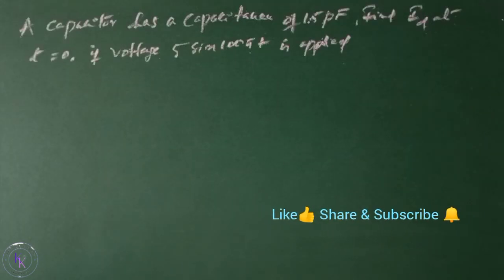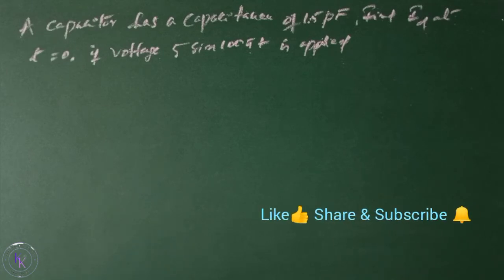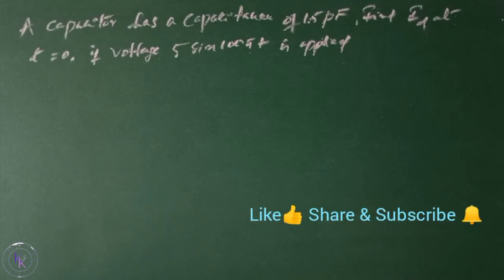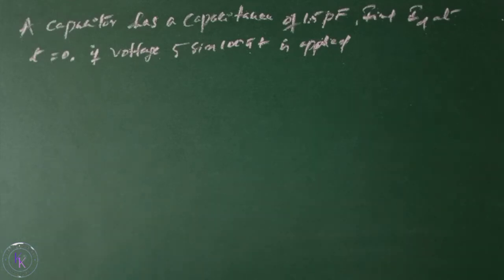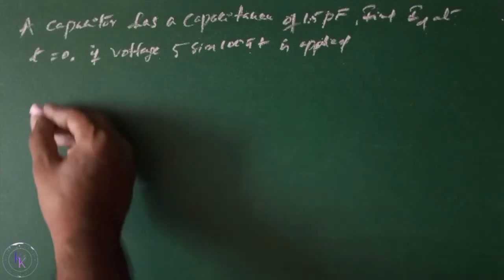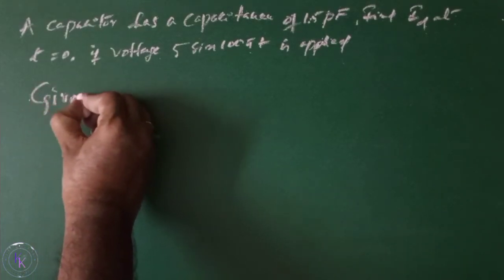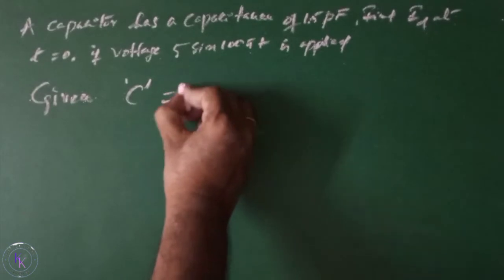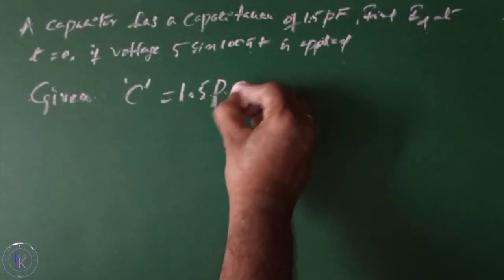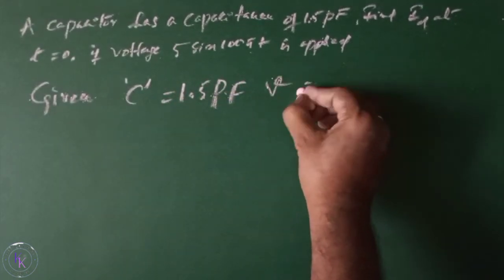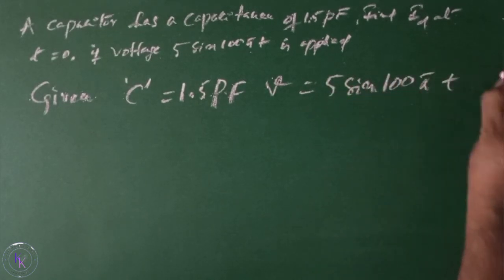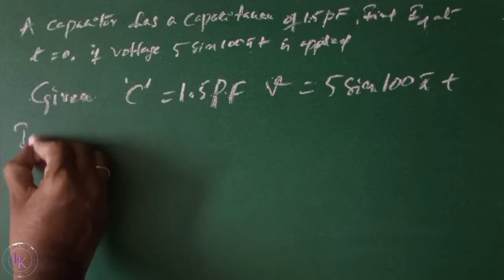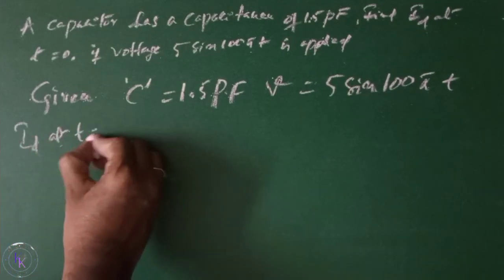Let us solve a problem. A capacitor has a capacitance of 1.5 picofarads. Find the displacement current at t equals 0 if a voltage of 5 sin 100 pi t is applied. So given C equals 1.5 picofarad and the voltage V is 5 sin 100 pi t. Now we need to find ID at t equals 0.